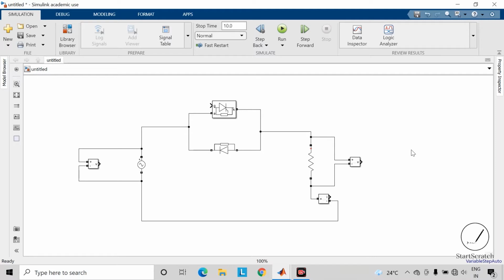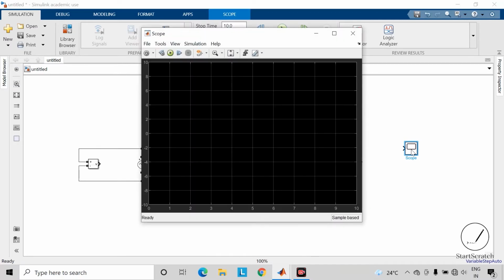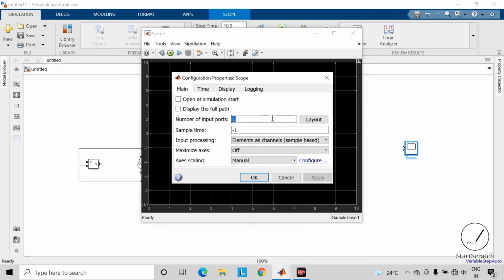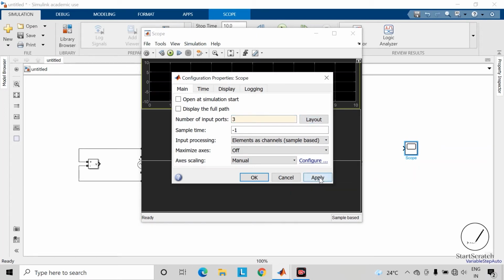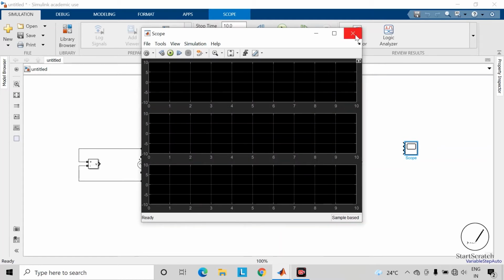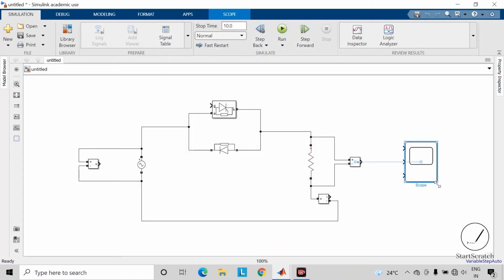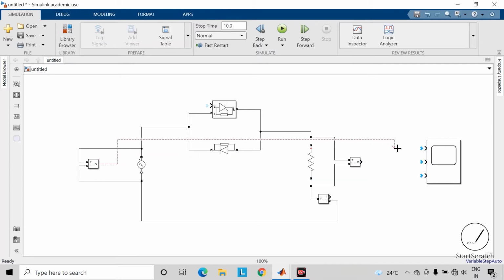Take a scope block so as to view the waveforms. We will connect 3 terminals to the scope block. So change here the number of input ports. We will give here the name to each signal.